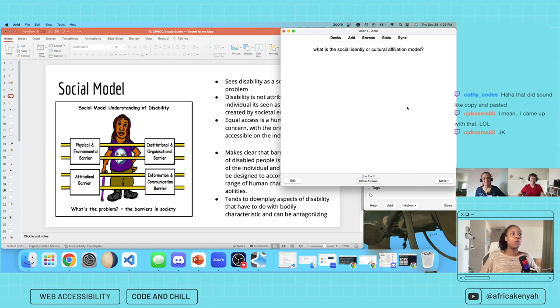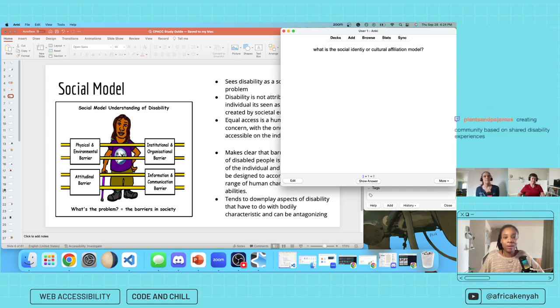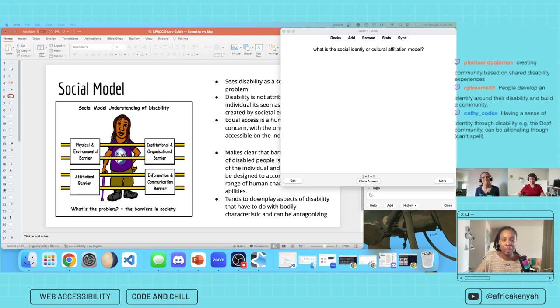What is a social identity or cultural affiliation model? I like this one. I think it's interesting. Plants and Pajamas said, creating community based on shared disability experiences. Yes, we talked a lot about that last week. We talked about how there's Braille beef, which was funny. And then we talked about the deaf community and the blind community a little bit. So that was interesting to learn about. Kathy Coates said, having a sense of identity through disability, like the deaf community, can be alienating though.